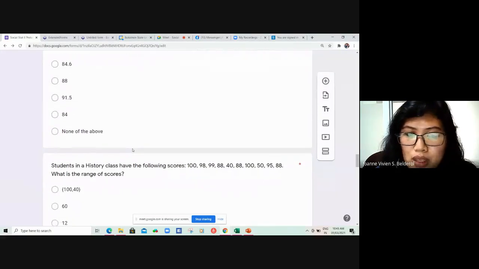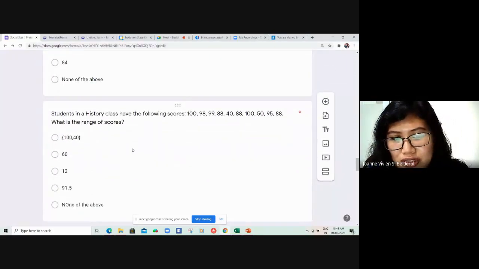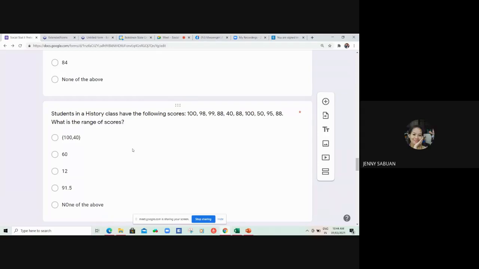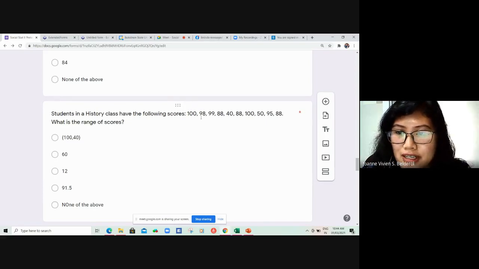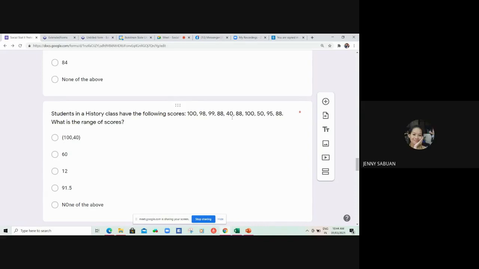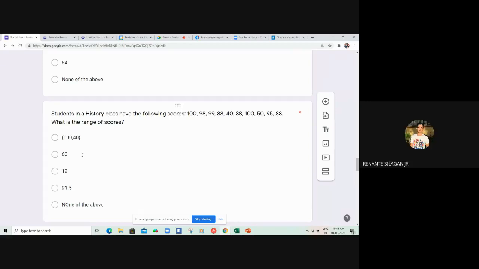Mean, median, mode. What about range? You just have to subtract the highest number and the lowest. True. When you want to get the range, you subtract the lowest score from the highest score. The highest score in this case is 100 and the lowest score is 40. So 100 minus 40 is 60. So your range is 60.